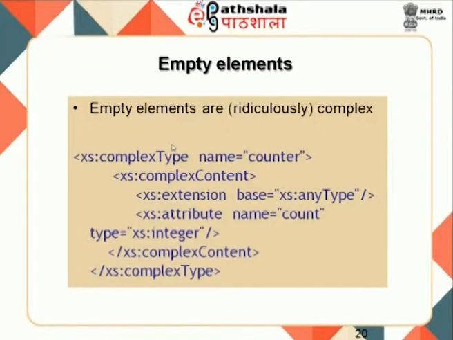Then we can also have empty elements. So empty elements, we can see that they are very complexly defined in an XML schema. So here the name is counter, it is an empty element. So it is defined as a complex content, and extension is base, it can be of any type, and it has got an attribute. This counter element is an empty element which has got an attribute called count, and the type of this count is an integer, and it closes. Okay. So no content is defined for this, it is an empty element, it just has one attribute. Since it has got an attribute, we define the type as a complex content.